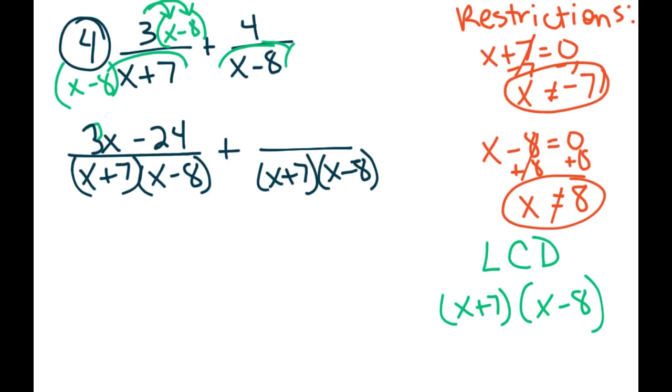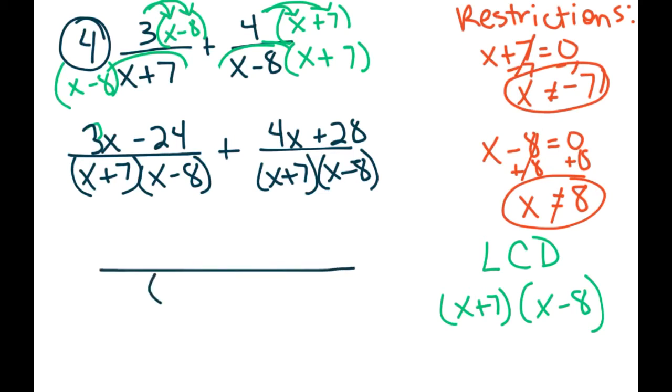Now, over here, I had to multiply the denominator by x plus 7, so I also need to multiply the top by x plus 7. Again, I'm going to distribute. I get 4x plus 28. Now, if you want, we can go ahead and write this like we have been. We're going to end up with one denominator.